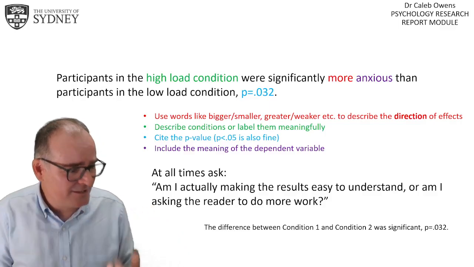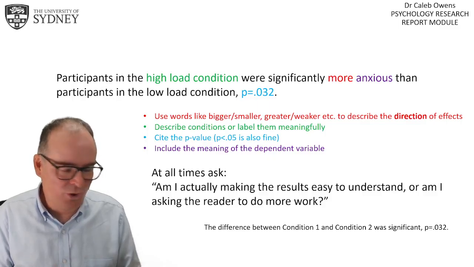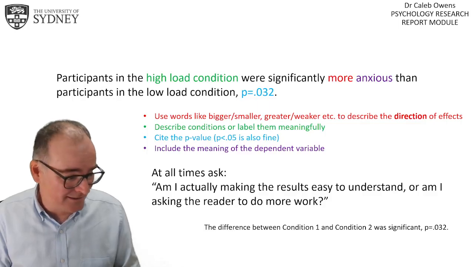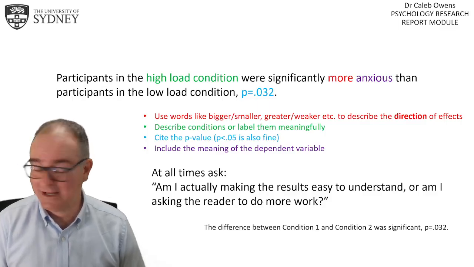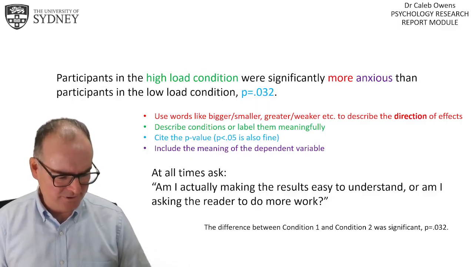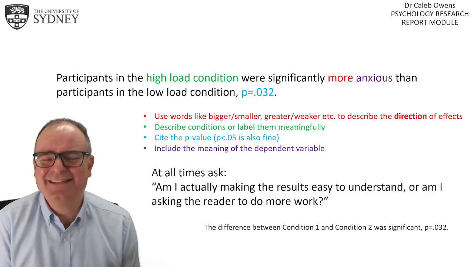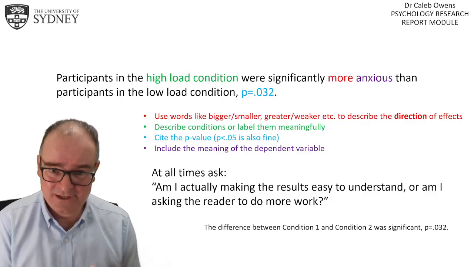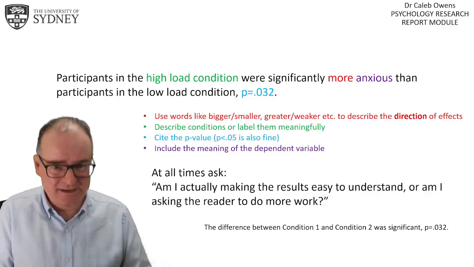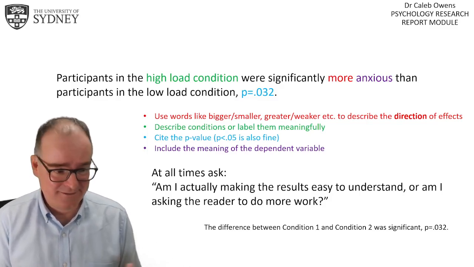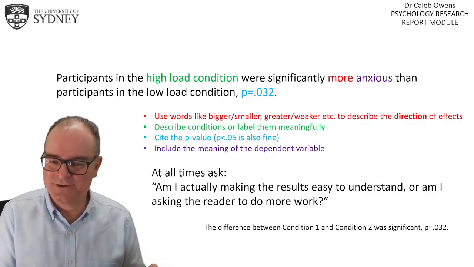At all times ask, am I actually making the results easy to understand? Or am I asking the reader to do more work? Think back to that very first sentence: the difference between condition 1 and condition 2 was significant. Oh, and I've had people in remark meetings saying, well, you can work that out. You've just got to go back to the method section and then go back to the, what? No, that's not how you communicate in science writing. Yes, you can work it out like some kind of puzzle. Do you think you're going to get a high mark if you give the marker a puzzle to solve? No. So make the results easy to understand.